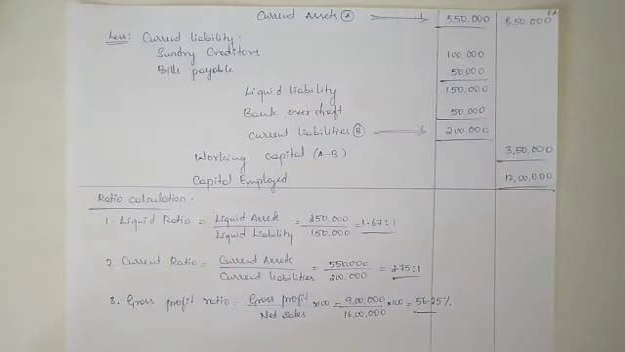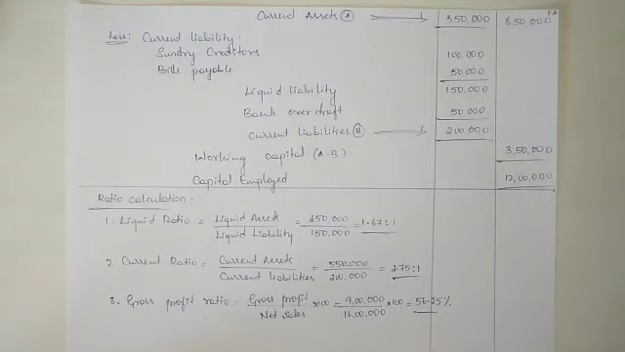Now the first ratio that we are going to calculate is liquid ratio. Liquid ratio is calculated with the help of liquid assets and liquid liability. It is liquid assets divided by liquid liability. 2,50,000 divided by 1,50,000 is 1.67 is to 1. The standard liquid ratio should be 1 is to 1. Here 1.67 is to 1 is better than the standard ratio.